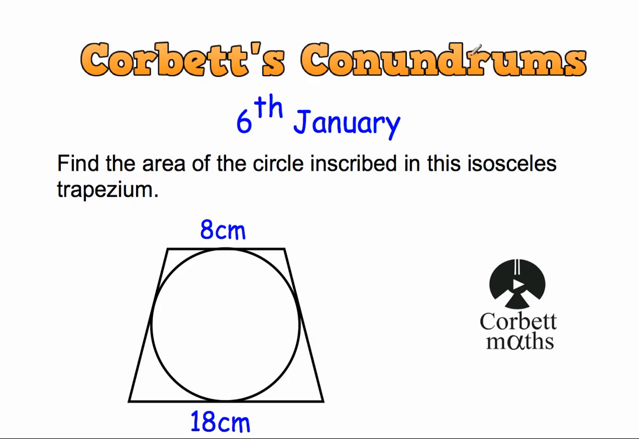In this video, we're going to look at the solution to the Corbett conundrum for the 6th of January. The conundrum says, find the area of the circle inscribed in this isosceles trapezium. We've got a trapezium and the lengths of the parallel sides are 8 centimeters for the top and 18 centimeters for the base of the trapezium. We've been asked to find the area of the circle inscribed within that trapezium.